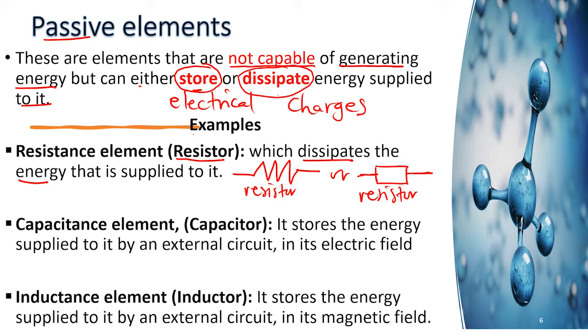Are we good? Now, another element is the capacitance element, which we also call a capacitor. Capacitors store the energy supplied to them by the external circuit or by the active elements in their electrical field. Unlike resistors, which dissipate, capacitors store the electrical energy. It makes them quite dangerous when you're dealing with large capacitors. They can shock you and cause damage because of the stored electrical energy.